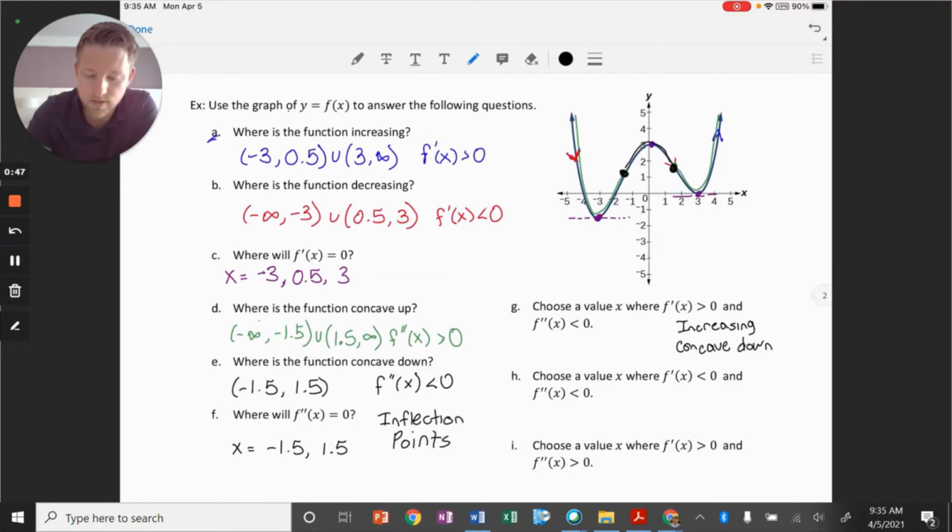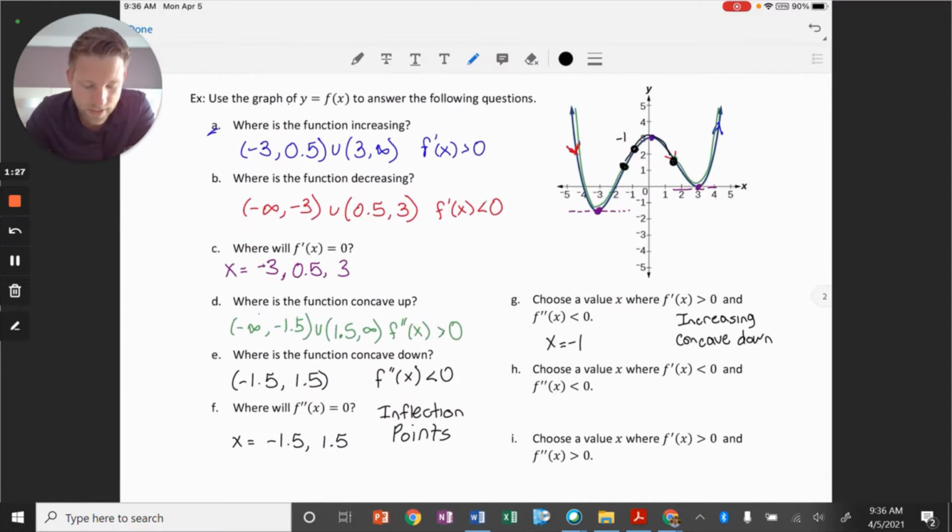Now, I want to consider a point on this graph that has both of those qualities, concave down and increasing. One point that can have both of those qualities is this point at x equals -1. X equals -1 is both increasing and in a concave down section of our graph. So x equals -1 will be correct for one of those examples. Again, we just want to pick out one example that works for both of those qualities.